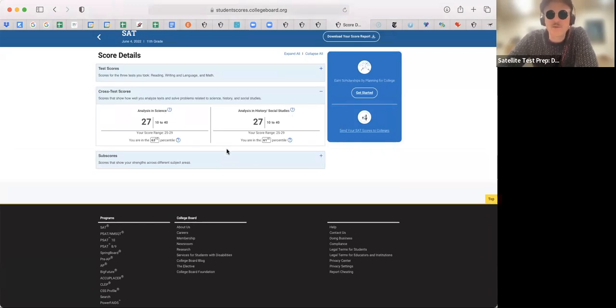Cross-test scores: analysis in science versus analysis in history. I generally don't put too much stock in those. That's just basically the test saying that there are certain verbal questions and math questions that are sciencey, and some actually are testing not your knowledge of history and social studies, but just your aptitude to sort of absorb stuff about history and social sciences, social studies. Unless one of these scores is completely way different than the other, which doesn't usually happen, I would just not worry about these scores too much.